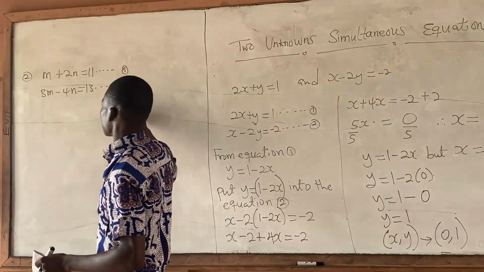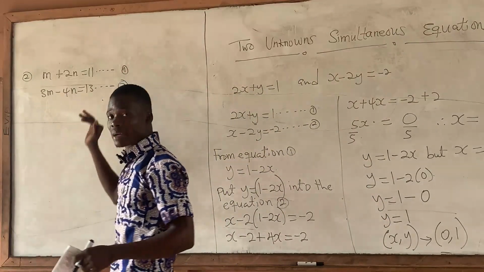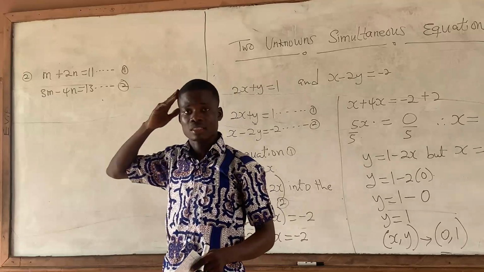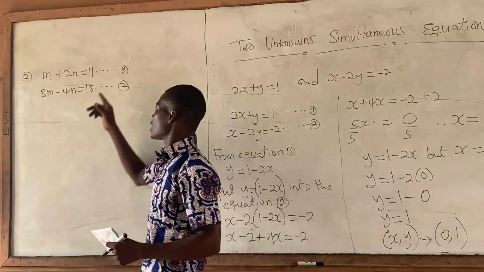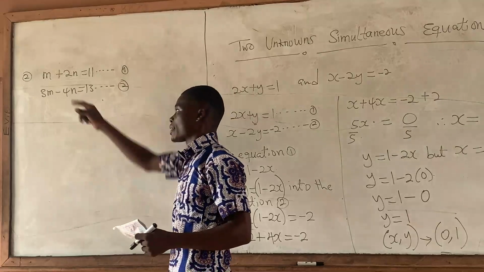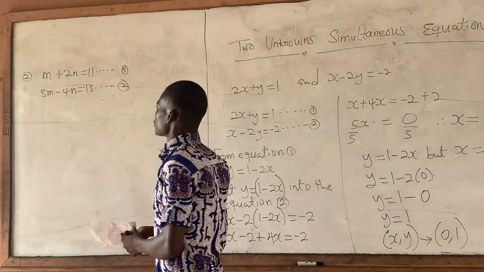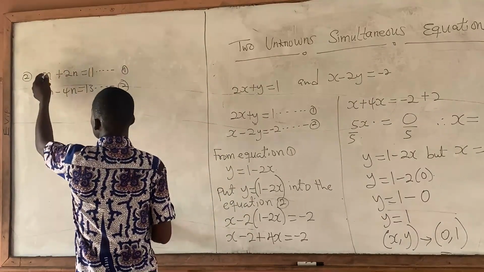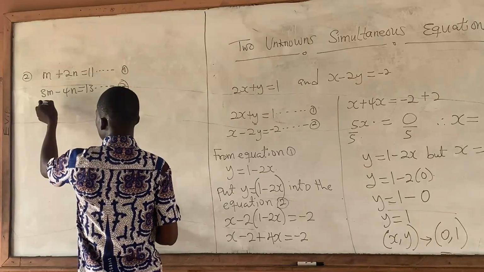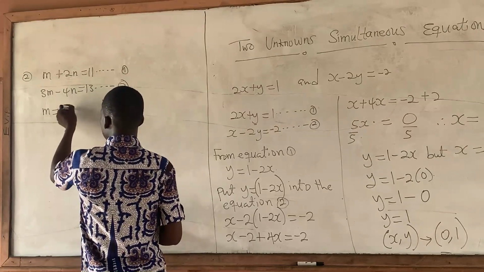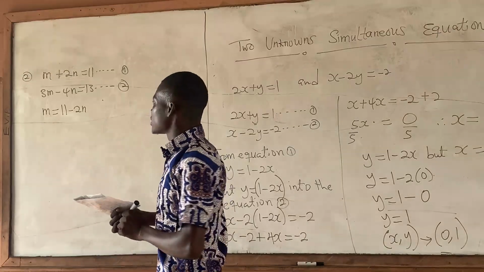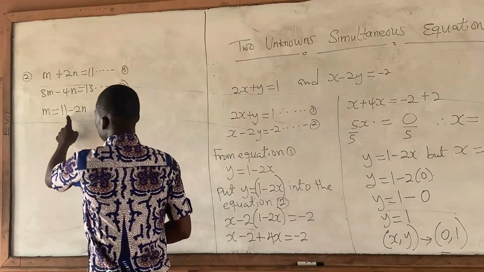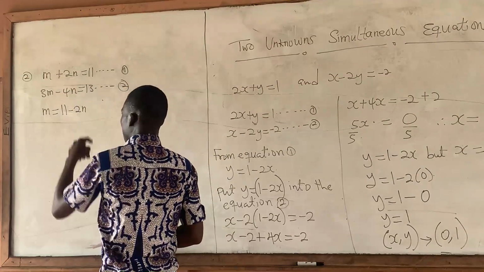So we have to take our time and make one of these variables the subject from any of the equations. So now let's take equation 1 and make m the subject. When we make m the subject, you get m is equal to 11 minus 2n. Now don't forget that this new equation, we get it from equation 1.